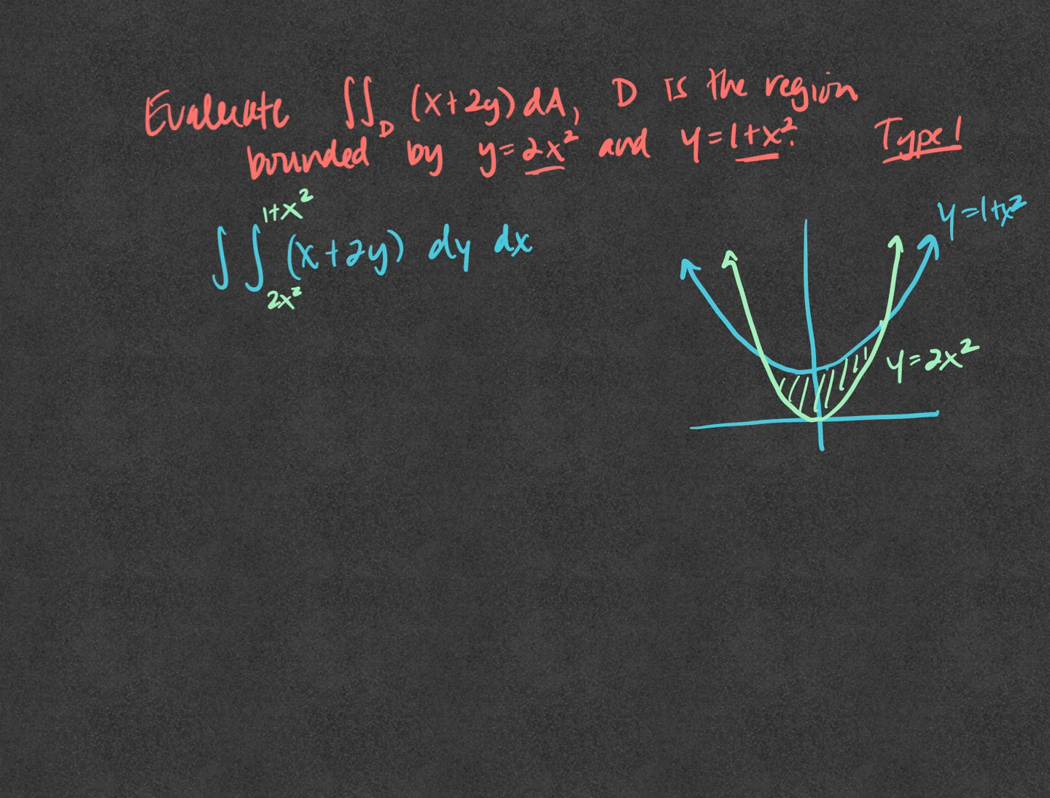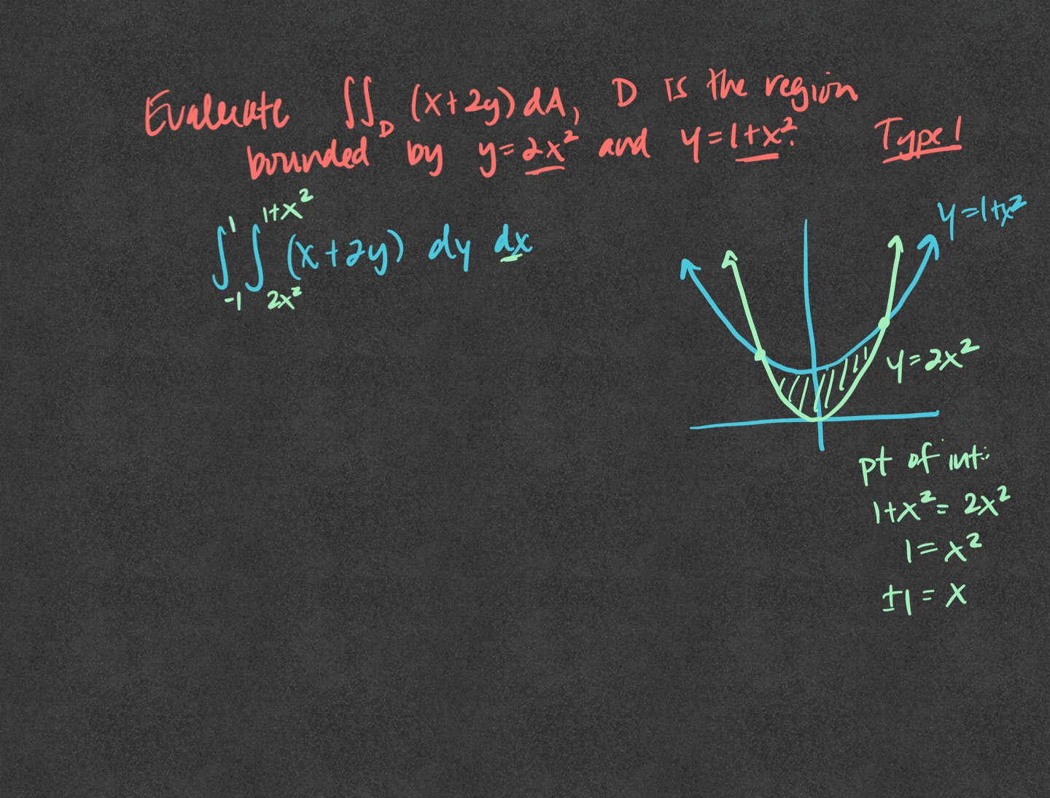Now we need the points of intersection for the x values. To find them, we set the curves equal to each other. There are lots of ways to do it. You could read the graph, but I like algebra. So 1 plus x squared equals 2x squared, so 1 equals x squared, so x equals plus and minus 1. Our bounds for x are -1 to +1.